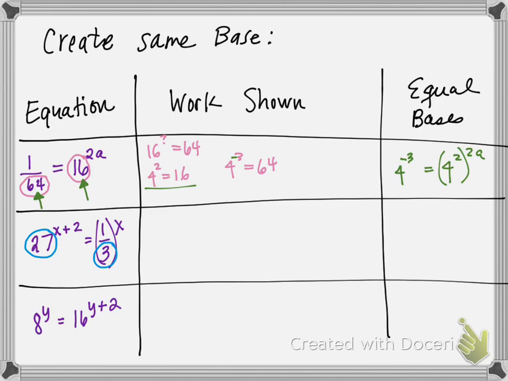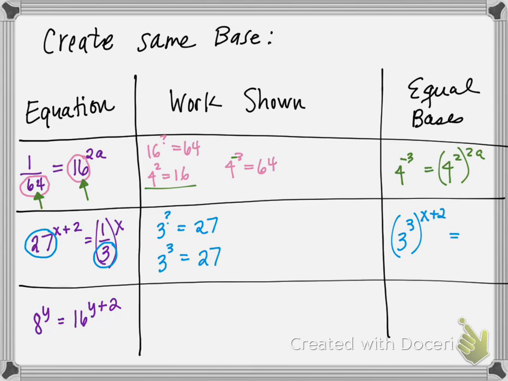So we always start with the smallest base, so 3. Can I raise 3 to some power to get 27? And the answer is yes. 3 to the third is 27. So the base we're using is 3. On the left-hand side, how do I get 27 again? That would be 3 to the third power, and that's raised to the x plus 2.